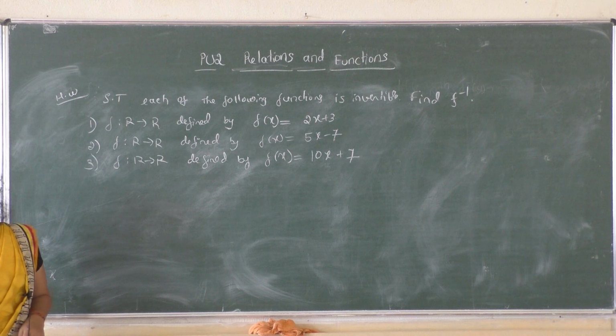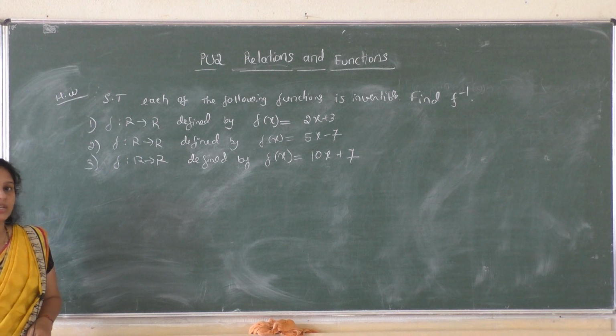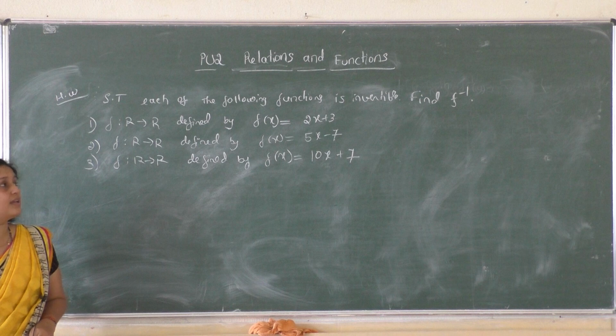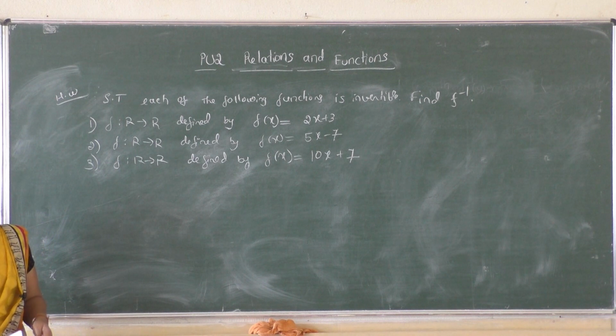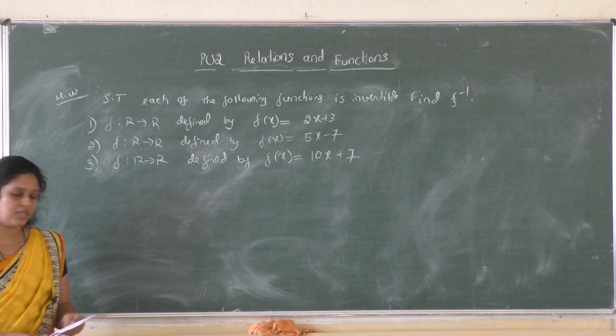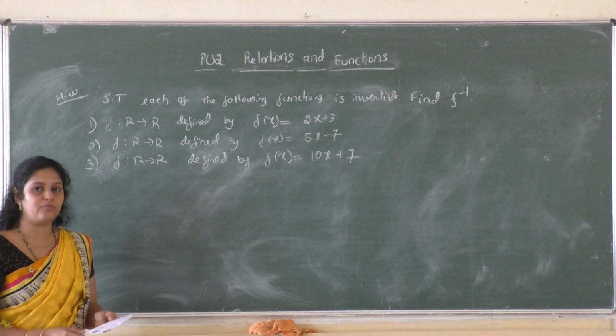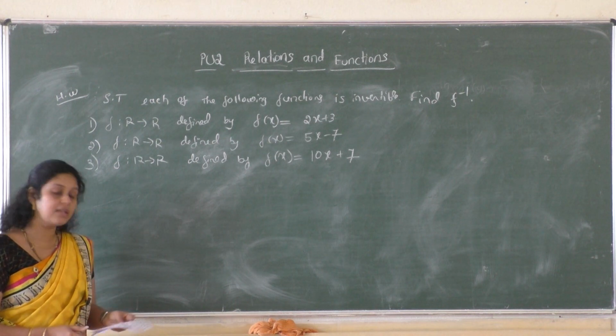So you can use the one-one and onto method also. That means for a given function you can prove f is one-one, f is onto, then you can write f inverse, or you can use this method by writing g of f and f of g identity. That method is also possible. Okay, now we shall see some similar type of problems in the next class. Thank you.